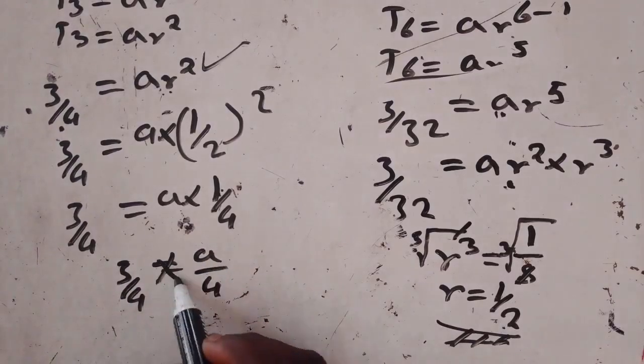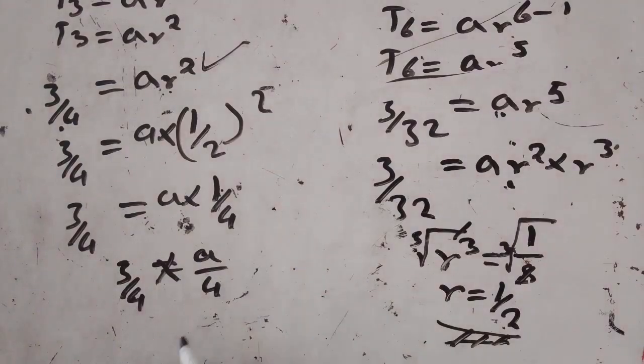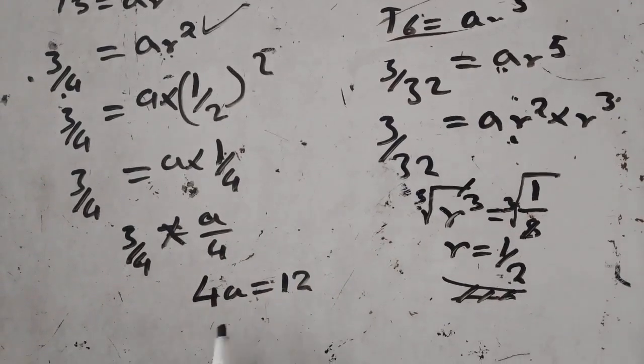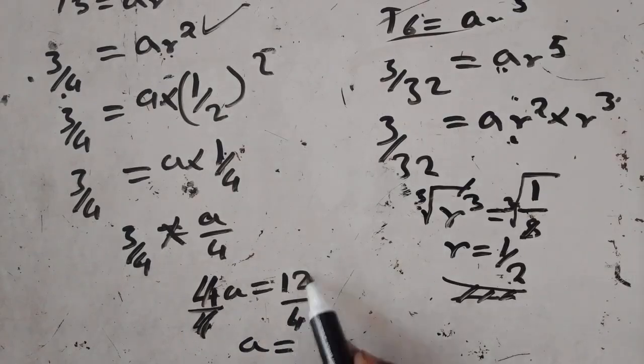Then we cross multiply. This multiplied by this, we're going to have 4a is equal to 12. Then we make a the subject of the formula. We divide by 4 on both sides, hence we remain with a is equal to 12 divided by 4, it's 3. So this was the answer on question 1, where we are told to find the first term and the common ratio. So this is the first term and this is the common ratio.